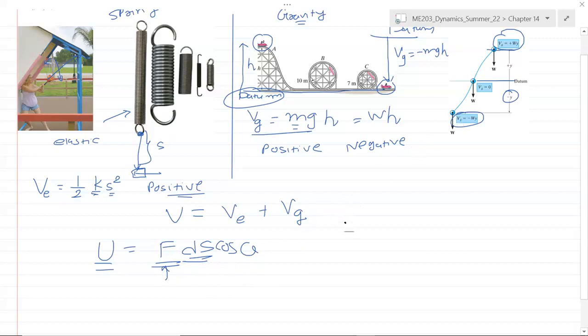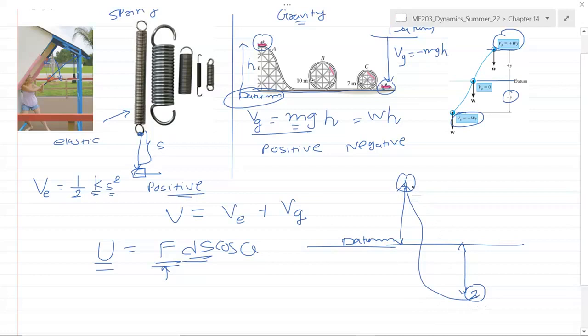If this is the datum, and this is the initial position 1 of the particle, and this is position 2, then the gravitational potential energy depends only on the difference in height from the datum. It does not care how the particle goes from 1 to 2, whether it goes in this line, or a straight line, or zigzags to point 2. That type of work done by gravity is independent of the path, and that's why the gravitational force is a conservative force.